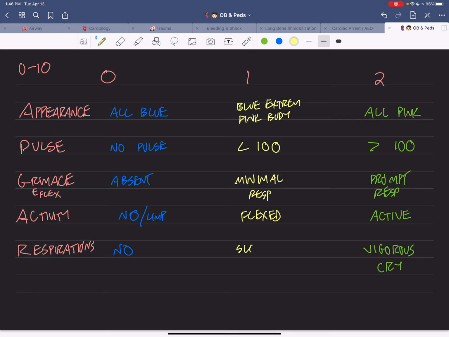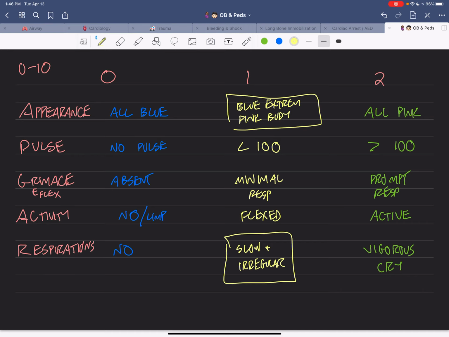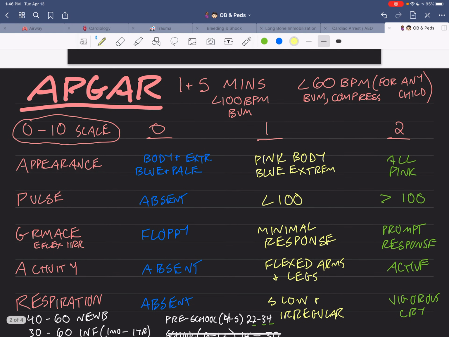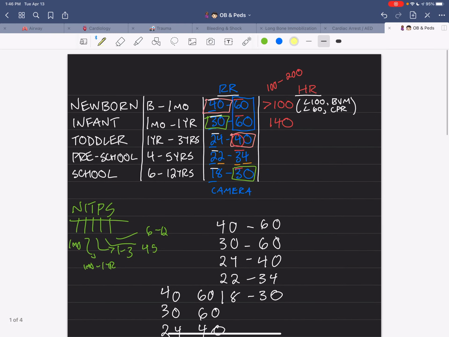From what I read with peds, blue extremity, pink body, these are relatively normal because you're going to be working towards that 10. And you're going to do an APGAR score at 1 and 5 minutes. All right, there we go.